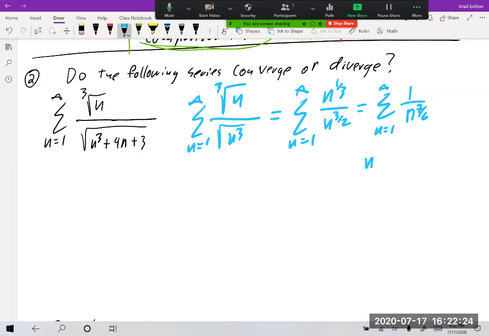All I did was 1/3 minus 3/2, and we'll make them meet at 6. So that would be 2/6 minus 9/6, which would equal negative 7/6. So n to the negative 7/6, which is 1 over n to the 7/6. Okay, so this is 1 over n to the 7/6.